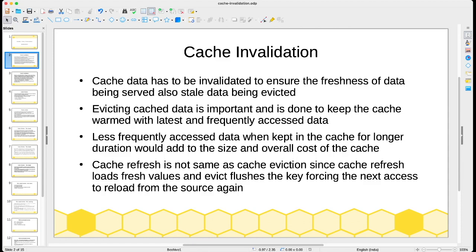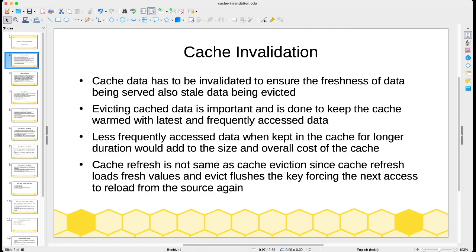We also need to understand that cache refresh is not the same as cache eviction. Both are two different topics, but both come under cache invalidation. So what is cache refresh? Cache refresh is done so that the latest version is available. Cache eviction is done to ensure the optimal size of the caching engine. These are two different things.